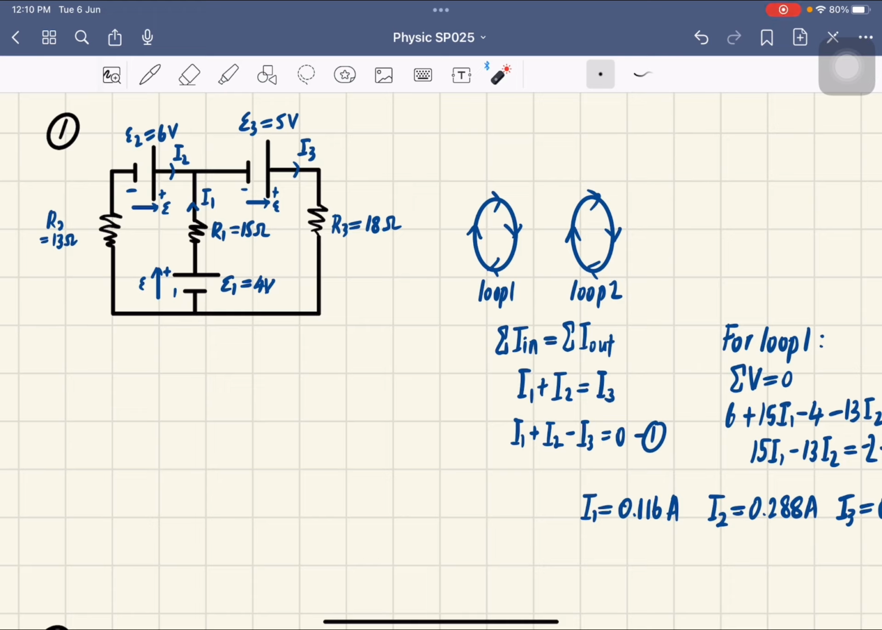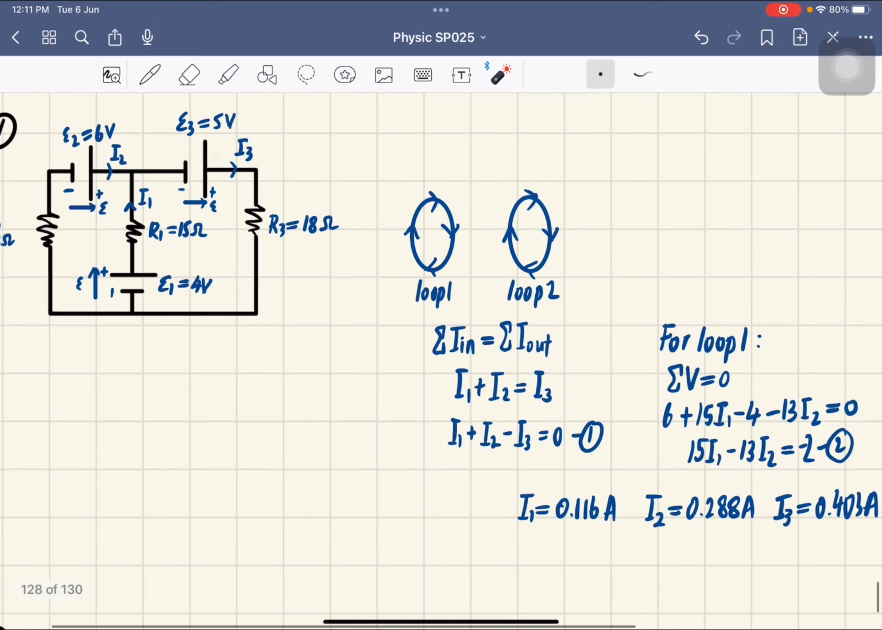So, we will get positive 6. Then the current direction and the loop direction are opposite, so the potential difference of resistor 1 is also positive, positive 15 I1, because the direction of I1 is here, and the direction of I2 is here, and subsequently the third current, I3, flows in such a direction. Then, for the first battery, the EMF direction is opposite to the loop direction, so we'll get negative 4.